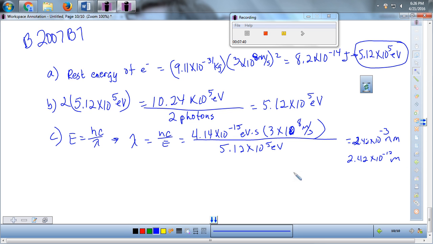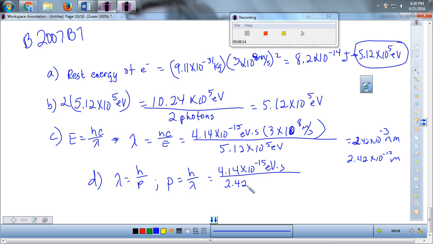Okay, so that's done. And then D says, calculate the momentum of the photon. So we have lambda equals h over p. The de Broglie wavelength is equal to h over momentum. They're asking us to find the momentum, so p is equal to h over lambda. H was still our electron volt one, and lambda was our 2.42 times 10 to the minus 3 nanometers. So our answer comes out to be 1.71 times 10 to the minus 12 electron volt seconds per nanometer.